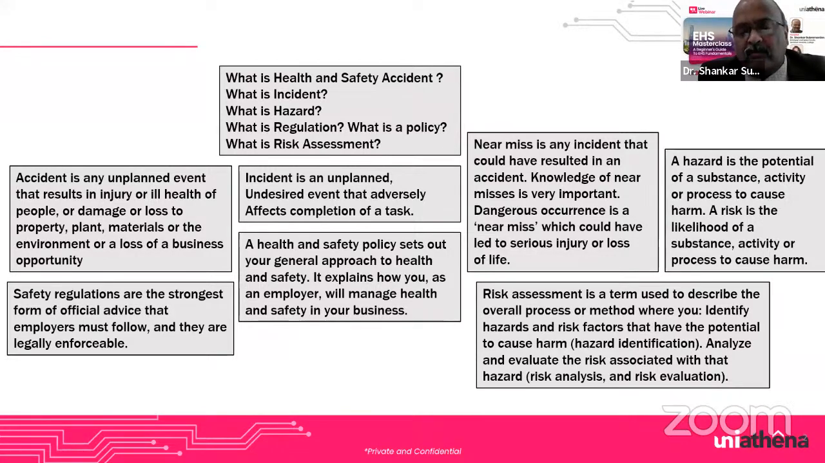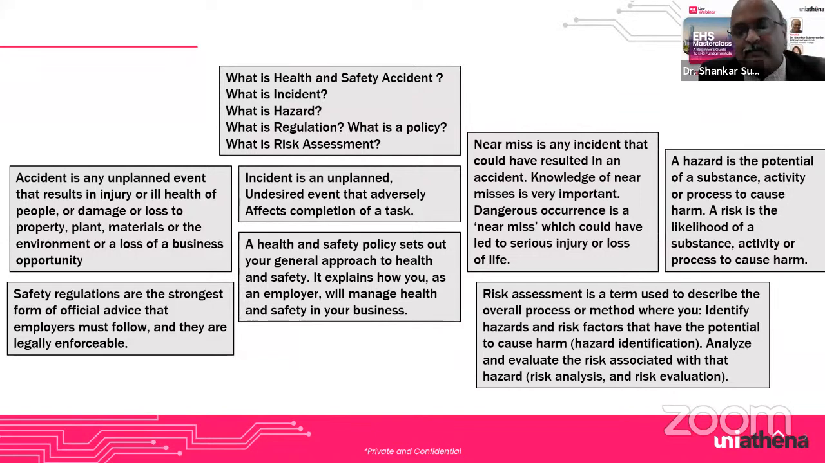Looking at all this, and to avoid it, safety regulations are the strongest form of official advice that employees must follow, and they are legally enforceable. To cover all this, a health and safety policy is set in place, and it explains what responsibilities you have towards health and safety as an employer and an employee. Then we have the concept of a hazard. A hazard is the potential of a substance, activity, or process to cause harm. A risk is the likelihood of a substance, activity, or process to cause harm.